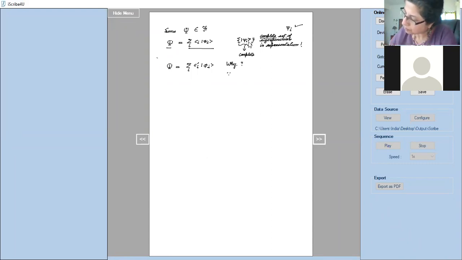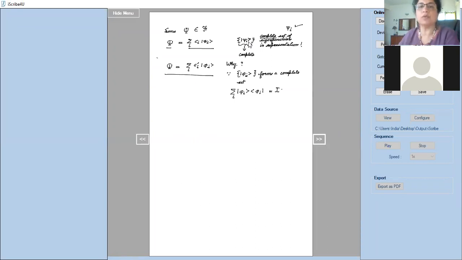Because the phi i also forms a complete set. We know this. How did we write it down? With the closure relation, right? We did summation over i of |phi i><phi i| is equal to identity. So we know that this statement is also true.